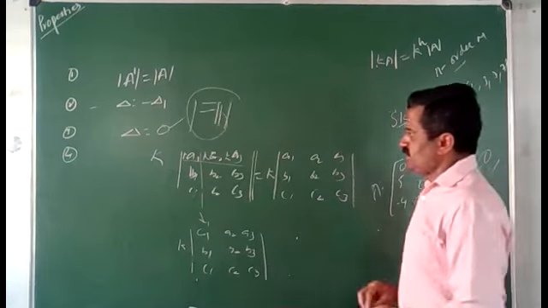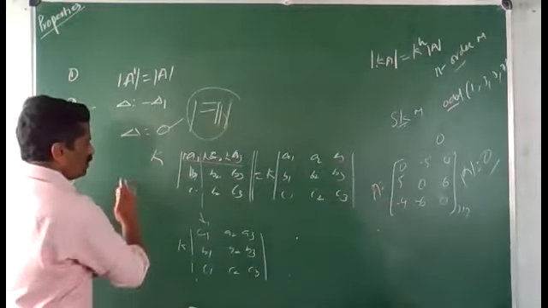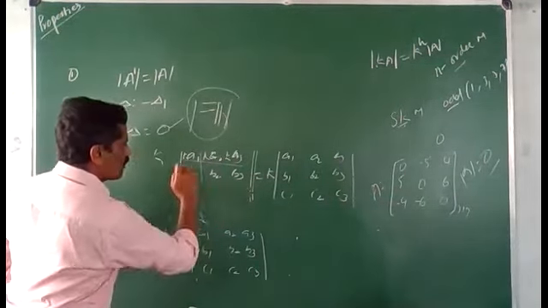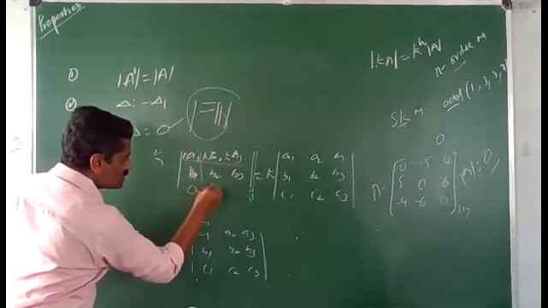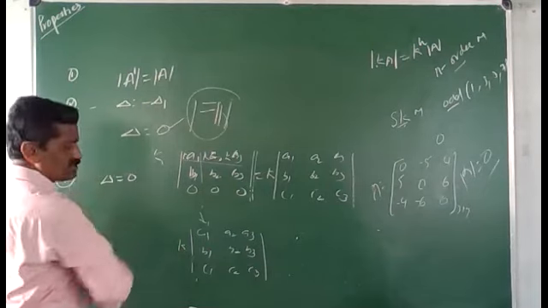Okay. Next property we have: if all the elements of a row or column are 0, then the value of the determinant is equal to 0.